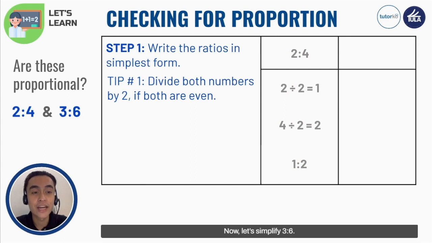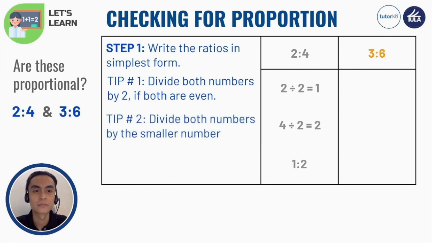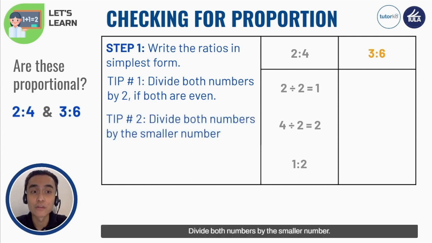Now, let's simplify 3 is to 6. Both numbers are not even anymore, so tip number 1 won't apply. Let's check tip number 2. Divide both numbers by the smaller number. The smaller number is 3 and we can definitely divide both numbers by it. Let's start with 3. 3 divided by 3 is 1. Next, let's divide 6. 6 divided by 3 is 2. So the new ratio is 1 is to 2. We've simplified both ratios already.